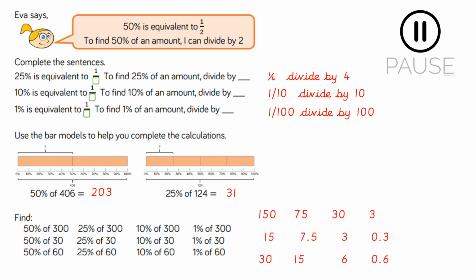So 50% of 300 is 150, 50% of 30 is 15, 50% of 60 is 30, and then going across you've got your 25% answers there: 75, 7.5 and 15. 10% answers: 30, 3 and 6. And your 1% answers are 3, 0.3 and 0.6.